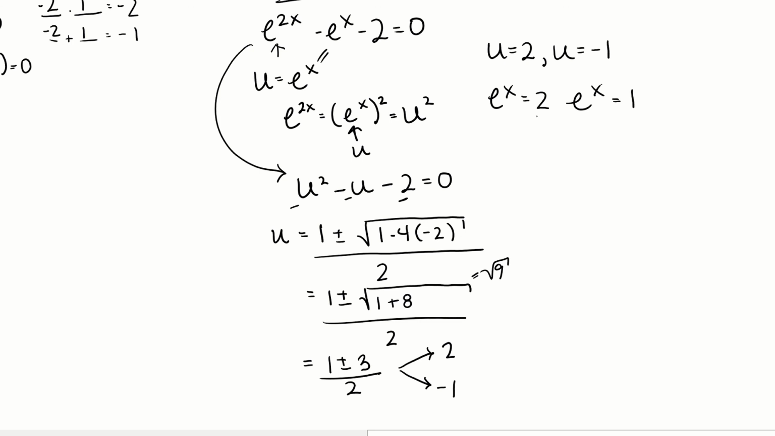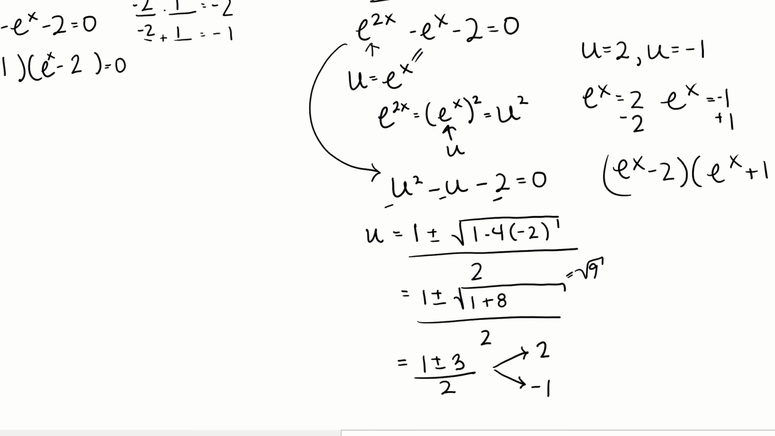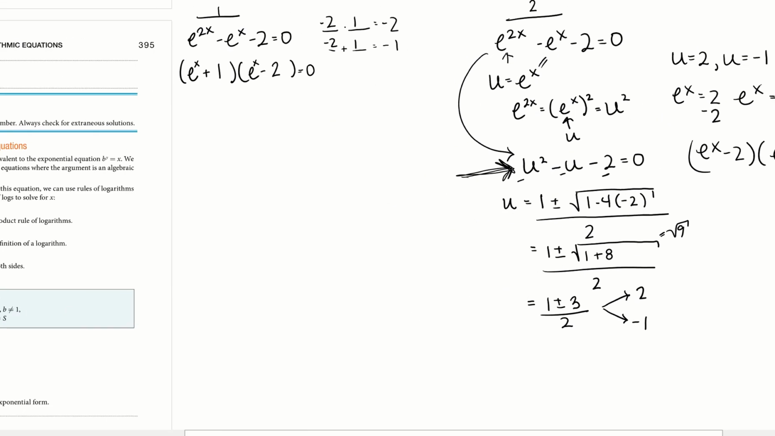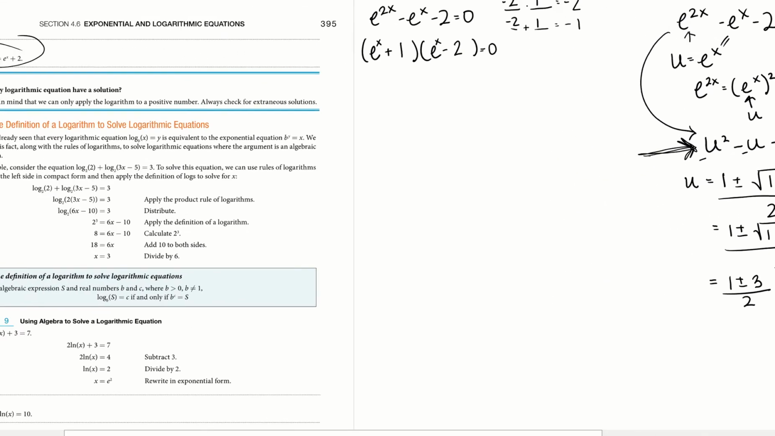So you just subtract over to make these 0, or add them in that case. So it becomes e to the x minus 2 times e to the x plus 1. It's whichever way you want to do it. They're the same thing. Some students just have a bit of an easier time when they have a substitution. Some don't. Personal preference.